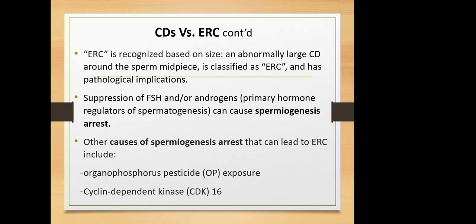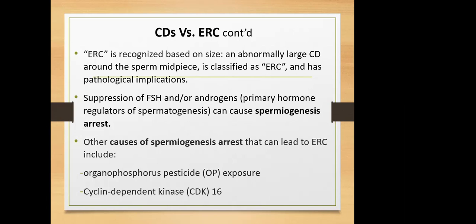So apart from the FSH, what other thing can cause spermiogenesis arrest? Organophosphorus pesticides, and we know this one. Exposure to organophosphorus pesticide can also cause it, and I think we discuss this one over and over again when you're talking about the chemicals that affect spermatogenesis. You talk about the OP, organophosphorus pesticide. So exposure to it will lead to spermiogenesis arrest and therefore will also lead to ERCs.